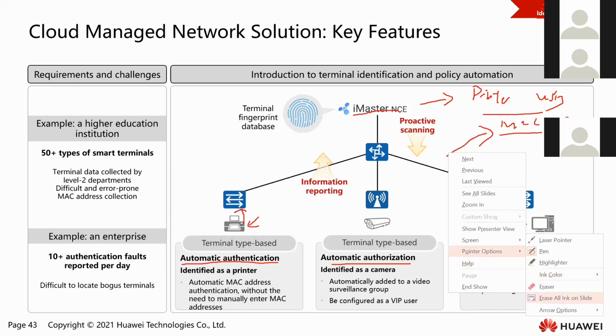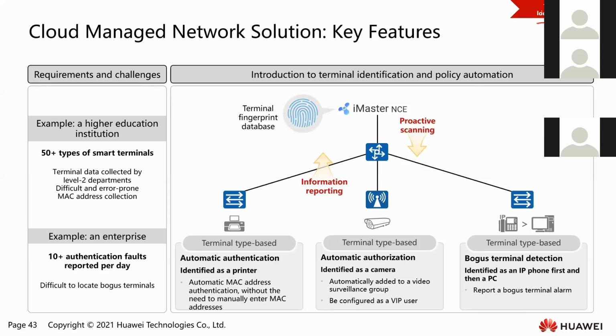Besides this, through terminal identification we are also able to detect bogus terminals. For example, maybe a PC is trying to fake its identity as an IP phone. By terminal identification, our NCE-Campus will be able to tell from the MAC address that this is actually not an IP phone. It is a PC. So it will detect this and then change the characteristic of the device from IP phone to PC.